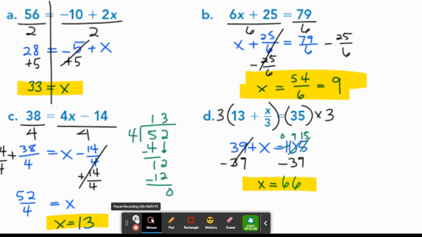What I also want you to notice is the answers. Notice the problems for A, B, C, and D are exactly the same, and so are the answers. We took two different paths, just like Demarius and Isaac, but still got the same result. We got the same answer.